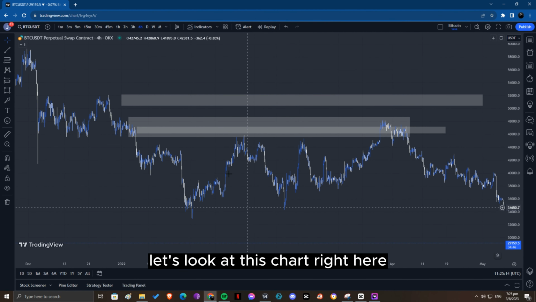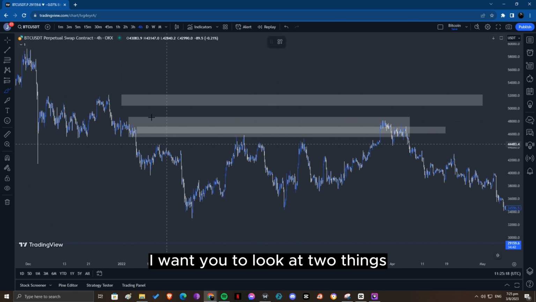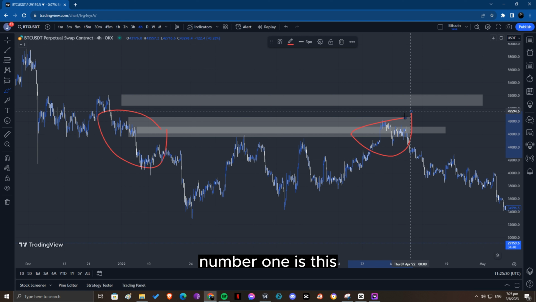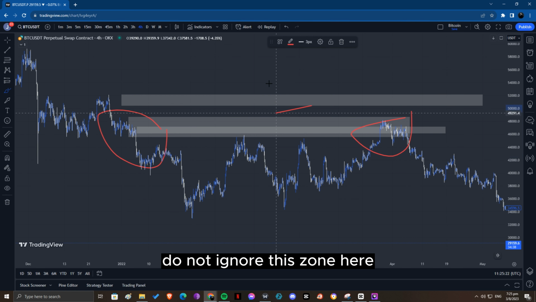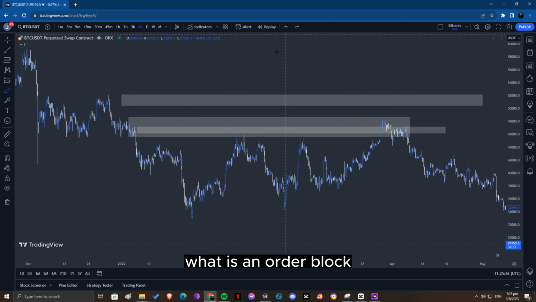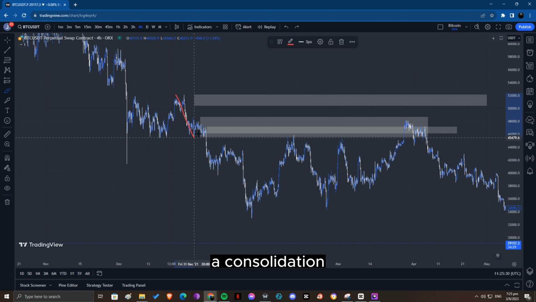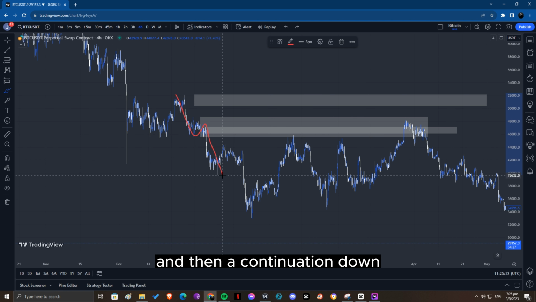So everyone, let's look at this chart right here. I want you to look at two things. Number one is this. What do you see here? Do not ignore this zone here. We want to look at these two areas. What do you see here? What is an order block? As I said earlier, we clearly have a move down, a consolidation, and then a continuation down.